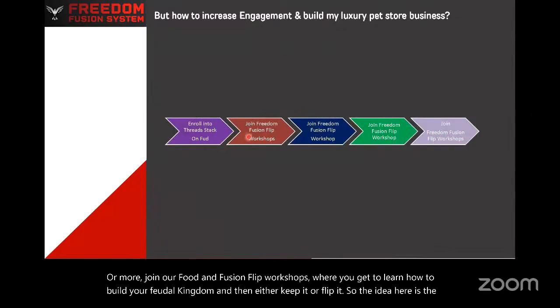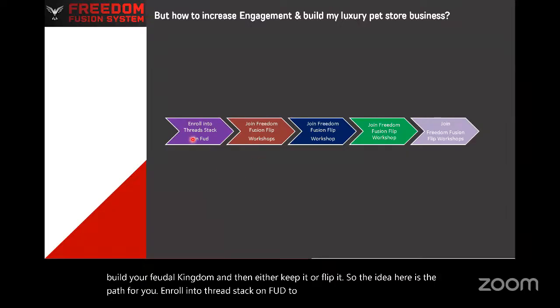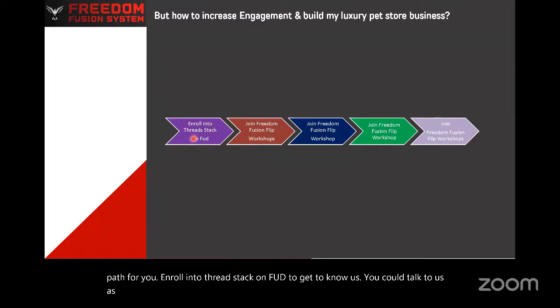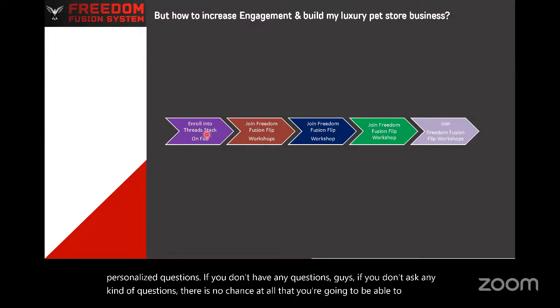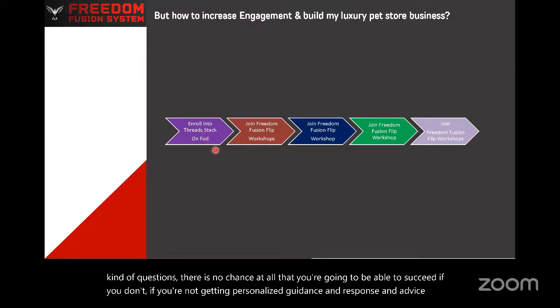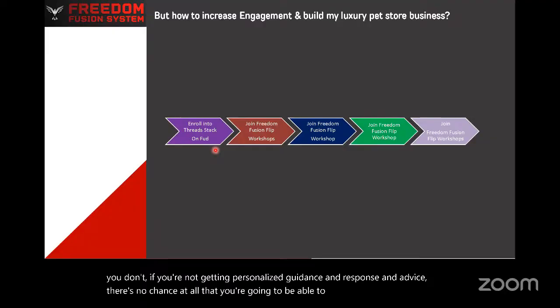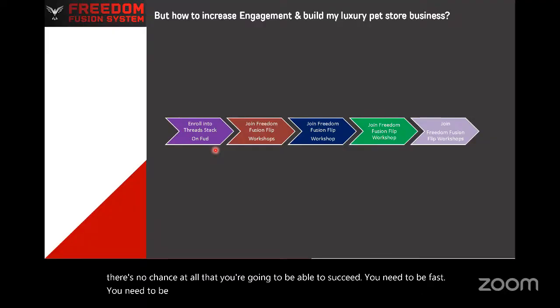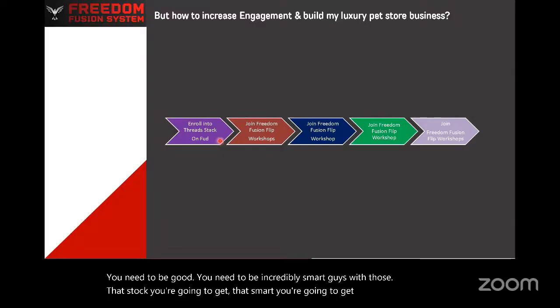So the idea here is the path for you. You enroll into ThreadStack on FUD to get to know us. You could talk to us, ask personalized questions. If you don't ask any kind of questions, guys, there is no chance at all that you're going to be able to succeed. If you're not getting personalized guidance, response and advice, there's no chance at all that you're going to succeed. You need to be fast. You need to be good. You need to be incredibly smart, guys. With those in ThreadStack, you're going to get that smart. You're going to get that good. You're going to get that hybrid skill.